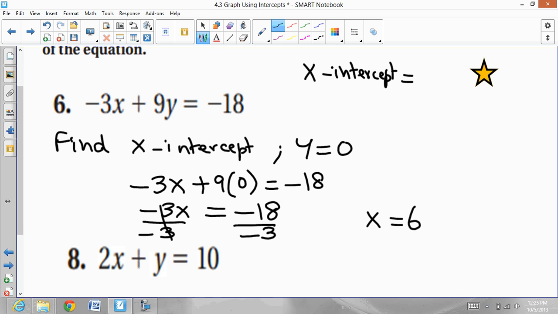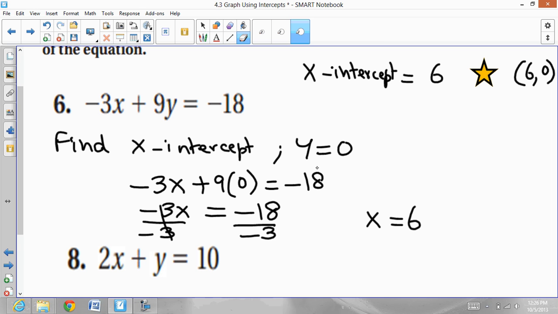is 6. And for future reference, the point will actually look like 6, 0 because your x value becomes 6 and the y value is 0. At this point, they are only asking you for the x-intercept, so the x-intercept is just 6.